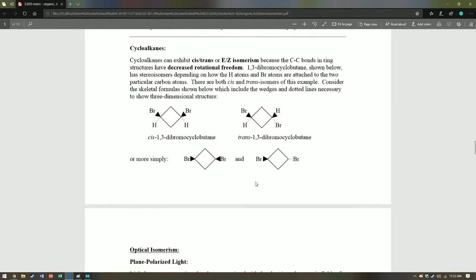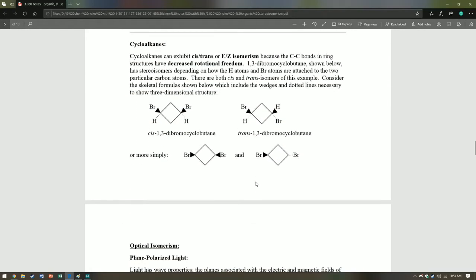For cycloalkanes, since they have decreased rotational freedom, they can also undergo cis-trans or E/Z isomerism. You just do it the same way as we just discussed before.